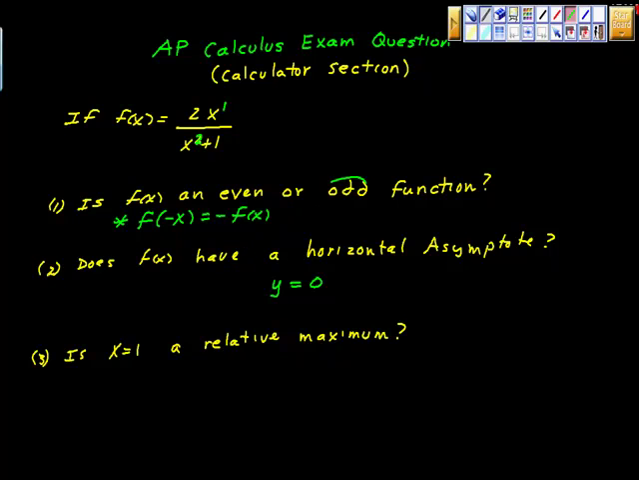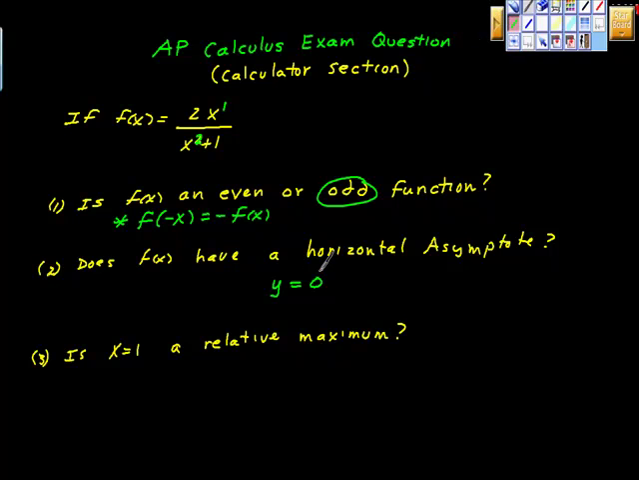So we know this is odd here. We know that there is a horizontal asymptote and it's y equals 0, and we looked at the graph and we also set g prime of x equal to 0. We got that x equals 1 is an extreme, and by looking at the graph we know that it's a maximum, so yes.